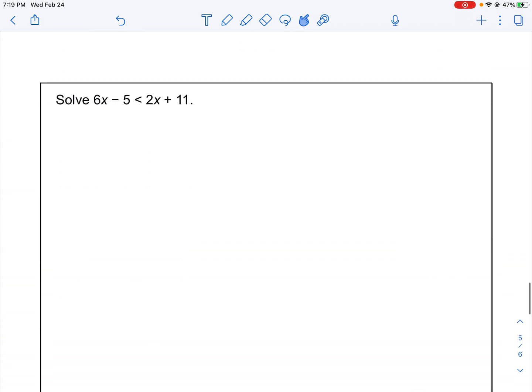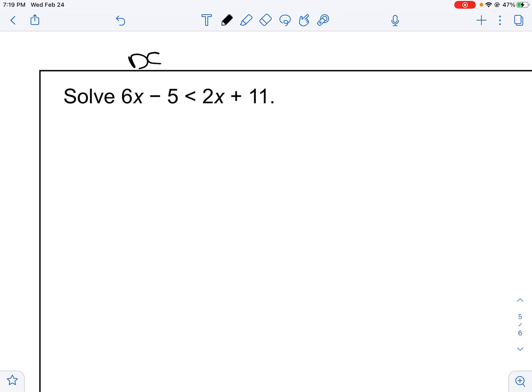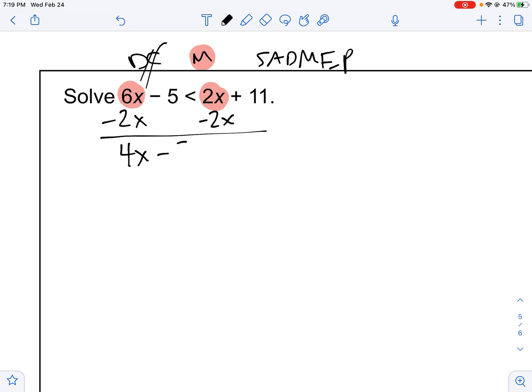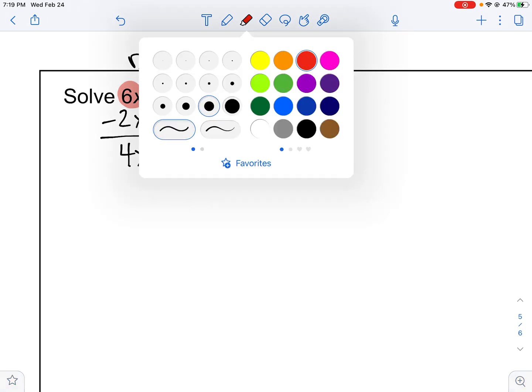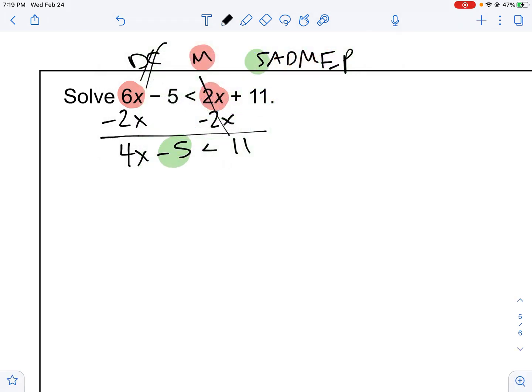We're going to skip over those. All right, here we go. DCM SADMAP. So again, no distributing, no combining like terms, but we do have some variables to move. So I'm going to move the 2x. So that means 4x minus 5 is greater than 11. Now, we've got subtraction, which is the first one. So we do the opposite, and we're going to add 5 to both sides. 4x is greater than 16. This is multiplying, so we're going to do the opposite and divide.